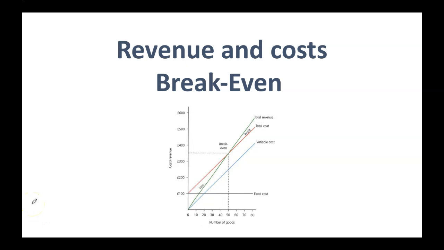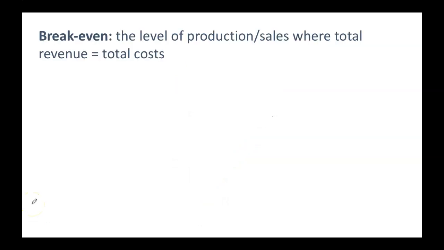Looking at break even, this can be tricky. So let's see if we can make this easier for you. So break even is the level of production or sales where the total revenue equals total cost. So this is the level of output where they won't be making any profit.